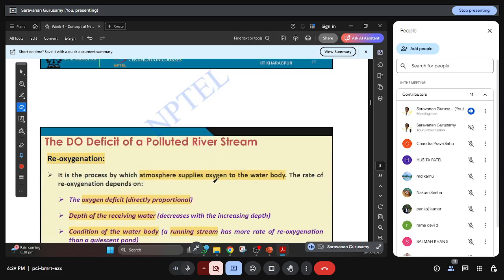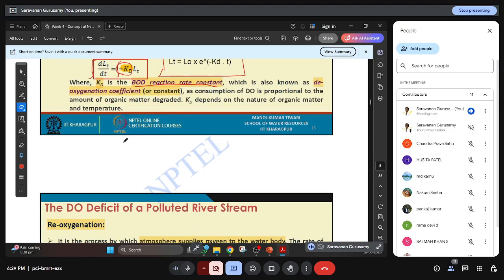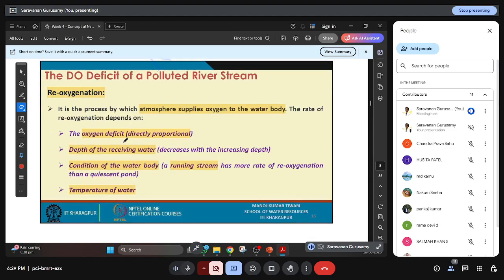Same if you think about reoxygenation. Reduction in the oxygen is due to consumption of BOD, but increase in the oxygen is due to atmospheric oxygen entering into the water bodies, right? So it's directly proportional to oxygen deficit, because when you have more oxygen deficit, more oxygen will come from the atmosphere to the water. So it's based on the oxygen deficit. It's also based on the depth of the receiving water. If you have a shallow river, then your increase in the oxygen will be more. If you have a deeper water body, then there won't be much oxygen entering into the water.